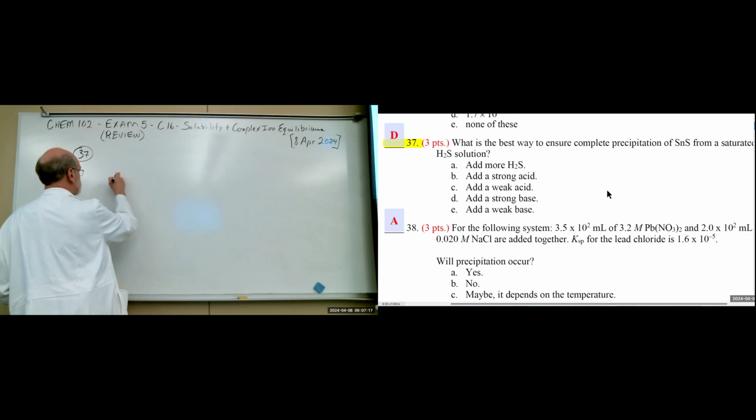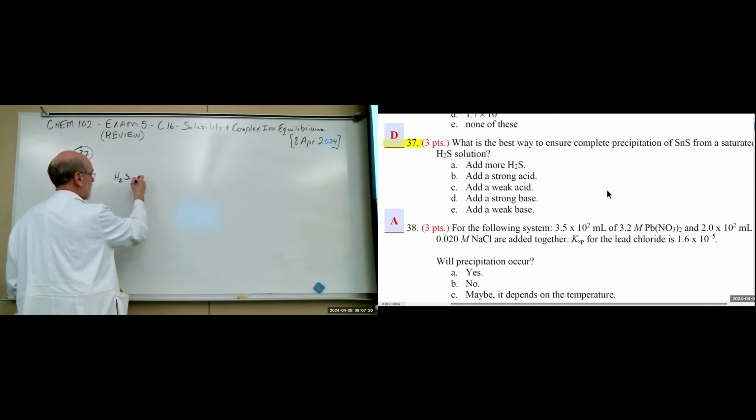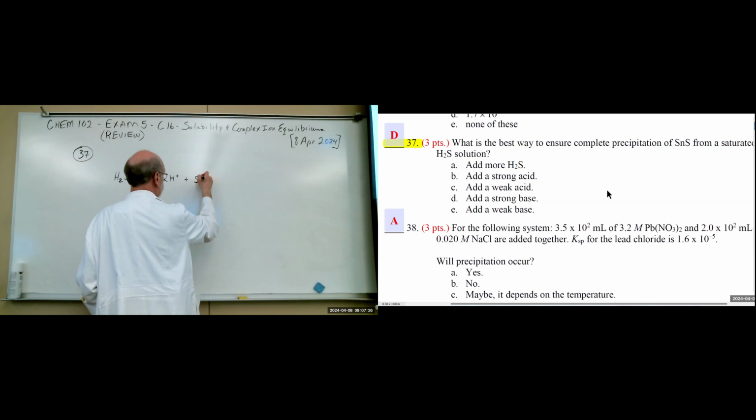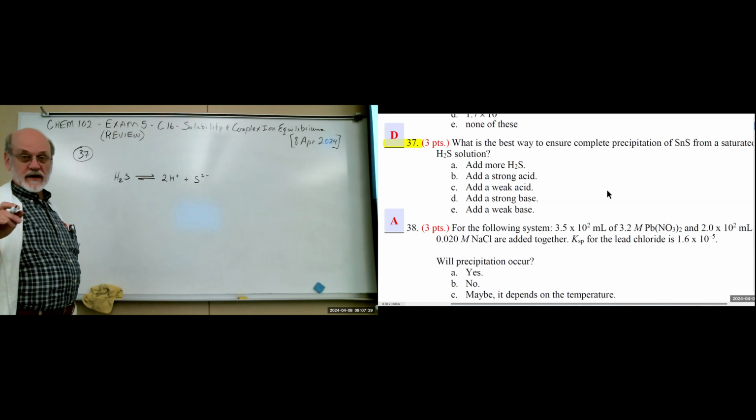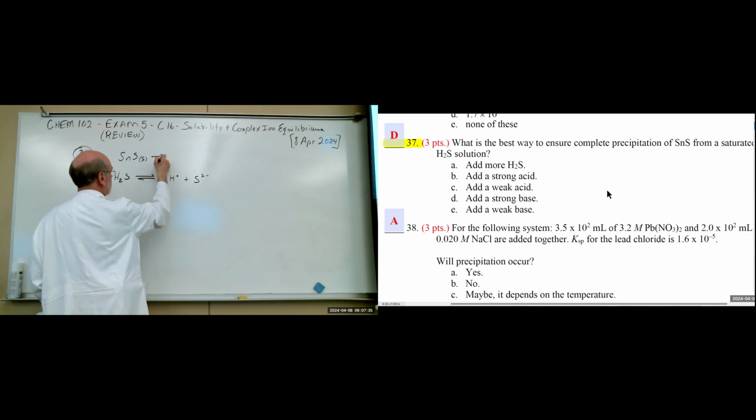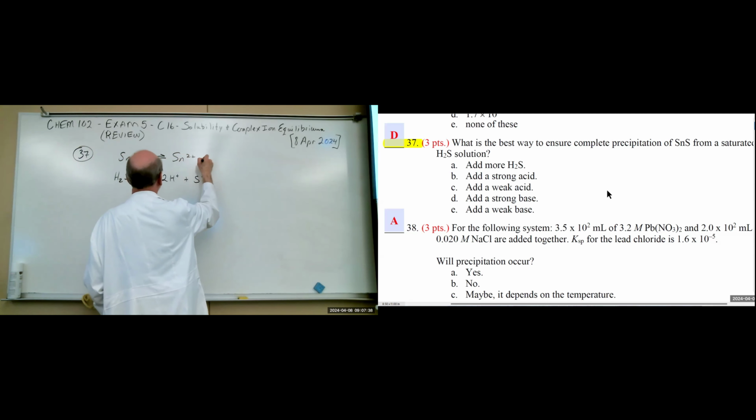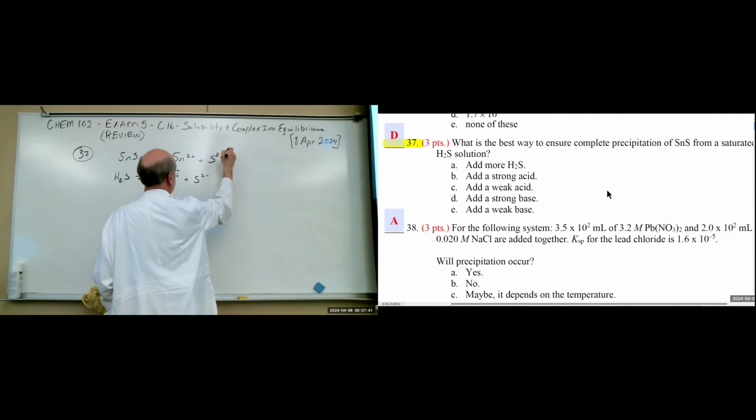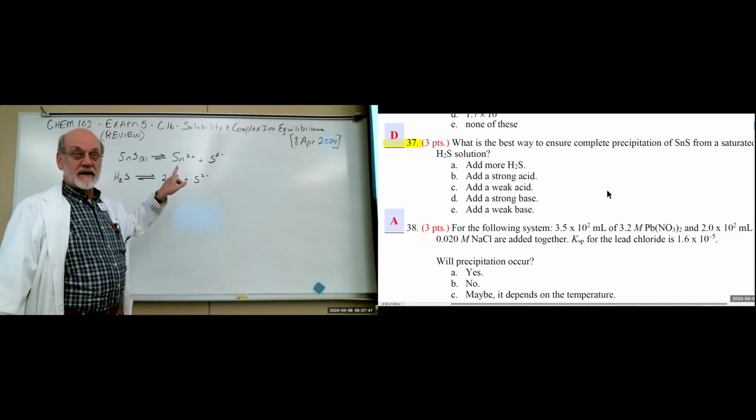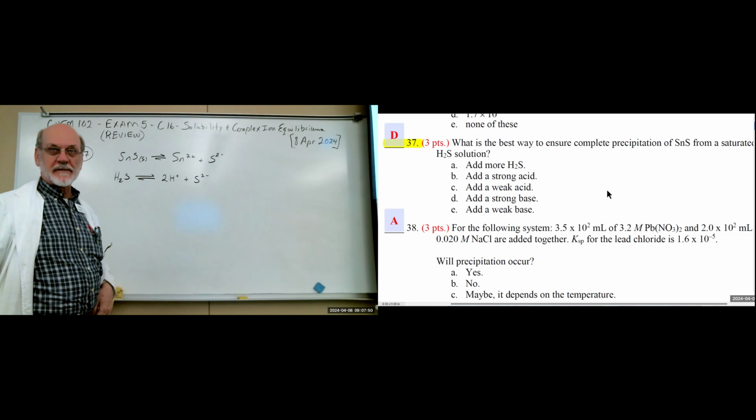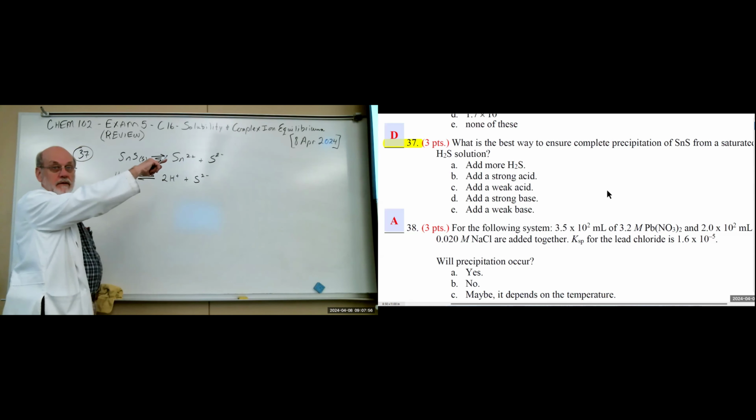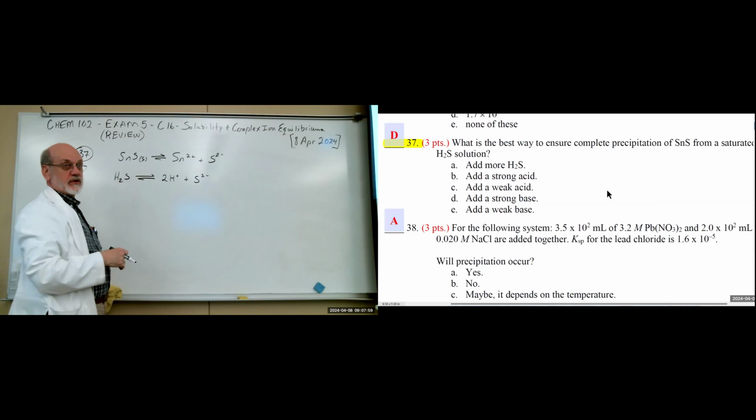If we have a saturated solution of H2S, and it's going to produce 2 hydrogens and 1 sulfide, and we're trying to precipitate this solid, right? And it's in equilibrium with tin 2 plus and sulfide 2 minus. How do we make this one as big as possible? That's the question. How do you make that sulfide huge? Well, you try to shift the equilibrium that way. Right? Make it go this way. So how would you do that?